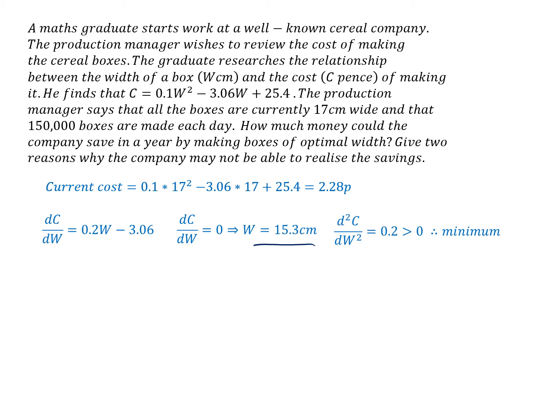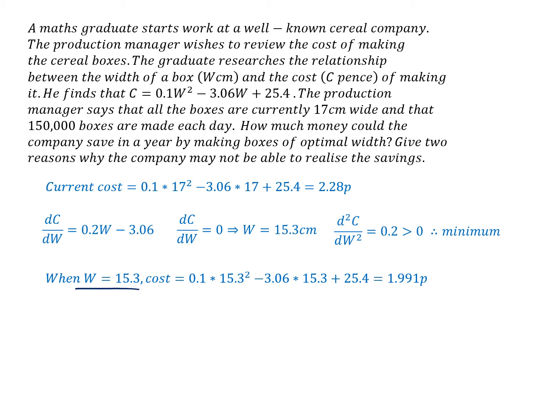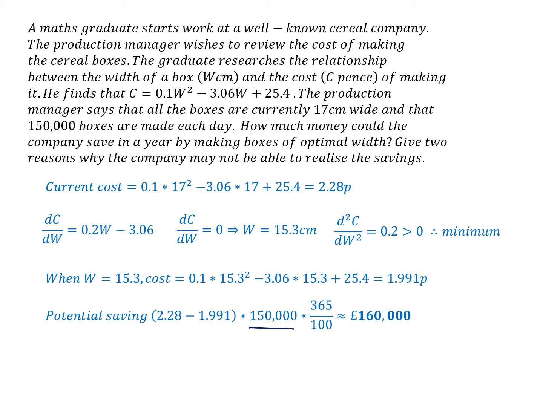So how much money are we going to save in a year? That's the question. So the cost when W is 15.3, the cost of making a box is going to be lower. It doesn't seem like a lot, but remember we're making 150,000 boxes every day. So if we multiply the saving by 150,000 boxes a day, 365 days a year, and then divide by 100 to get into pounds, it's almost 160,000 pounds.